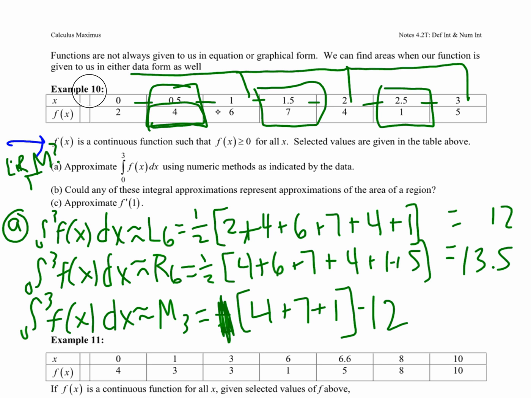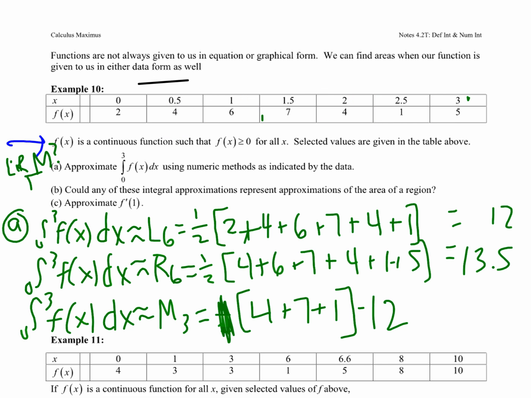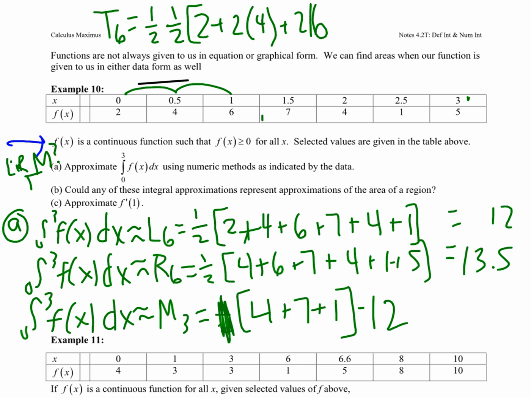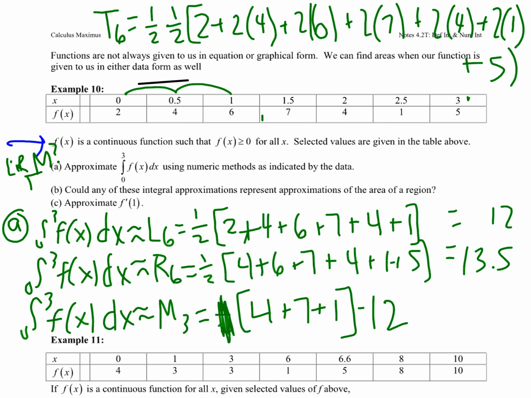If you wanted to do it, all right, I'll write it out so you have it. Trapezoidal, we could use 6. So we have 1/2 times the height in each case was 1/2. And we would have 2 plus 2 times 4 plus 2 times 6 plus 2 times 7 plus 2 times 4 plus 2 times 1 plus 5. And there we go. All right.